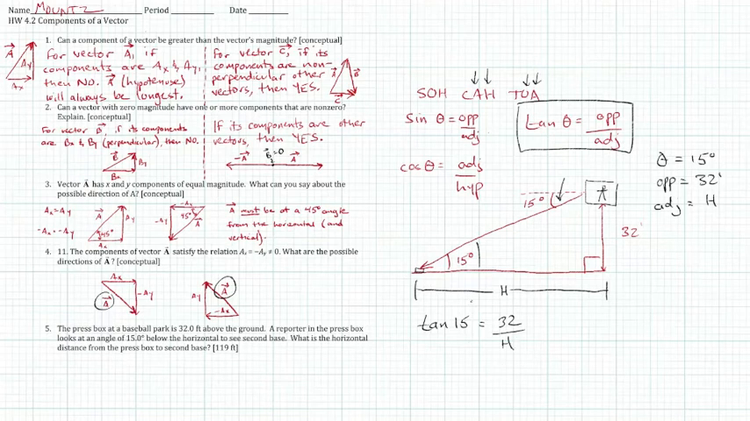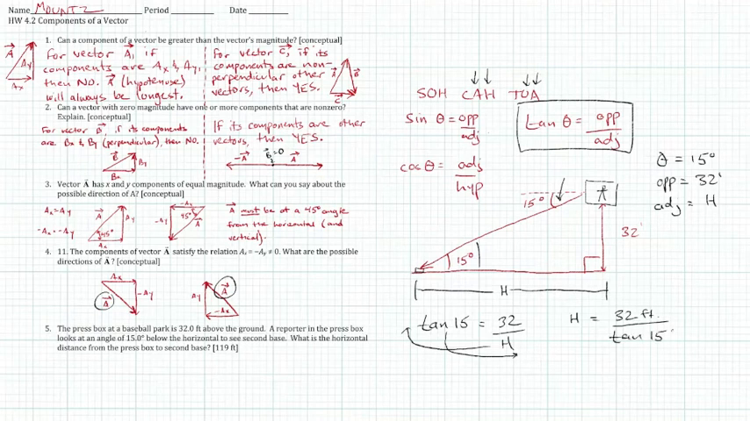Well, let's solve for h now. We want to multiply both sides by h, and that means h will come up here, but we want h by itself. We don't want it times tan 15, so we're going to divide both sides by tangent of 15, and that'll come down to the bottom right here. So really, our final equation is going to be our horizontal distance h equals 32 feet divided by the tangent of 15.